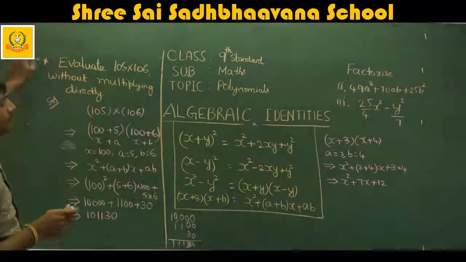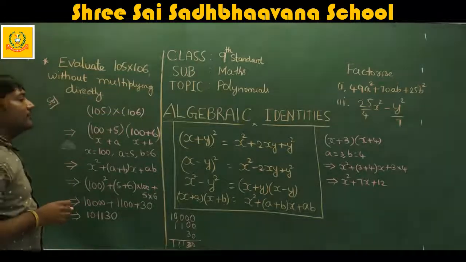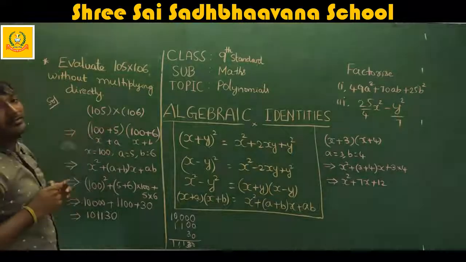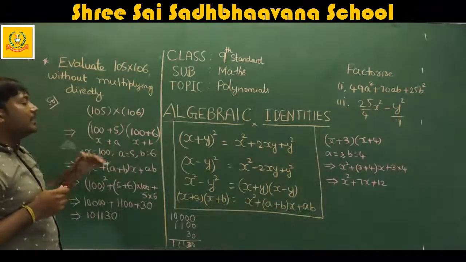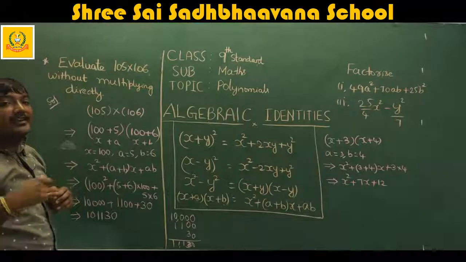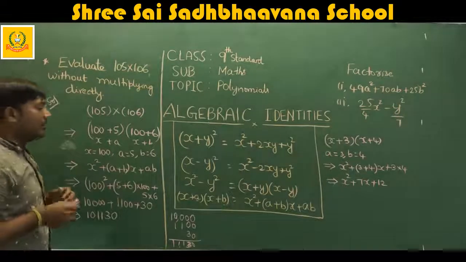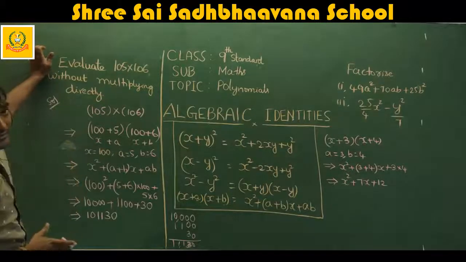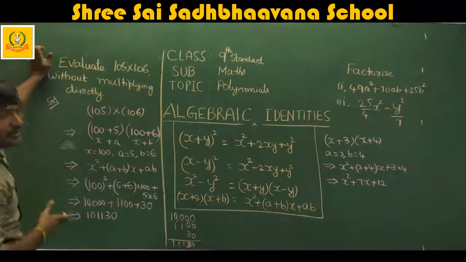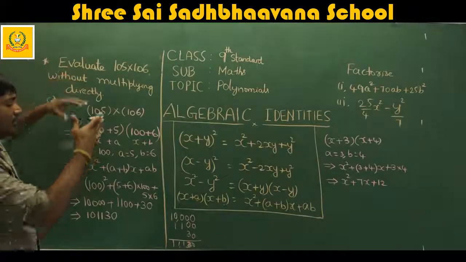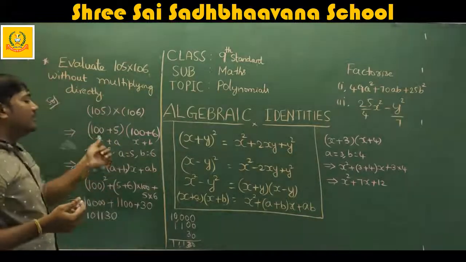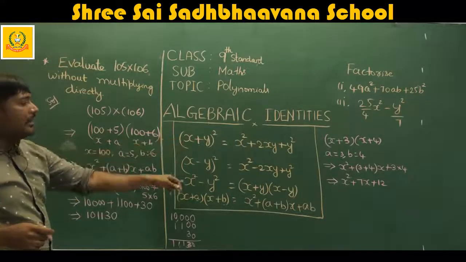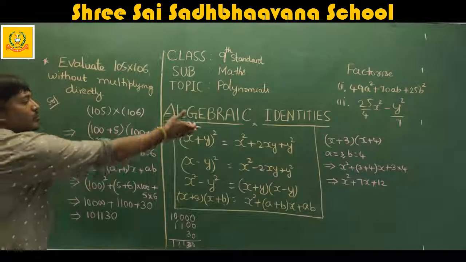So what we are doing here is taking 105 into 106, and 105 I can write as 100 plus 5. Correct? Similarly, 106 I can write as 100 plus 6. Got it? So now, in these 4 identities, which identity is suitable? Which can be applied over there? If you check all those identities, it comes under x plus a into x plus b. Because these 3 identities we cannot use. Obviously, there is no whole square here.